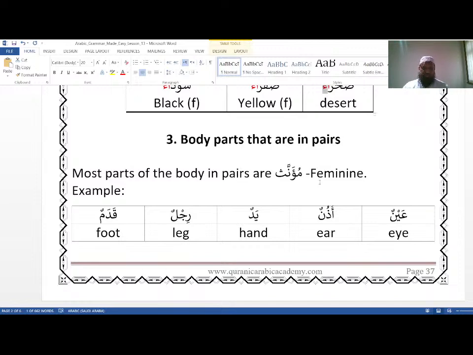What about shoulders? Katifun, shoulder. Mudhakkar or muannas?